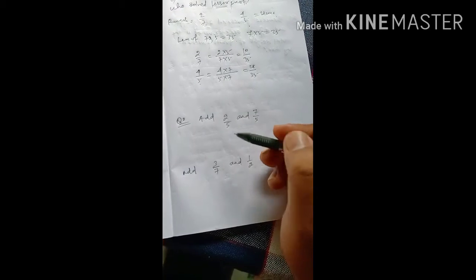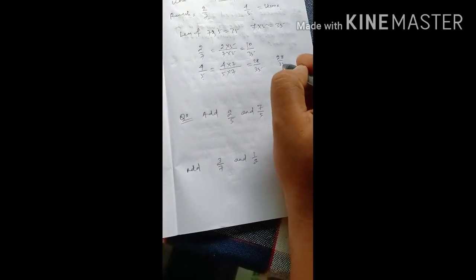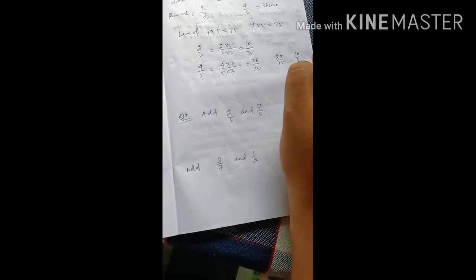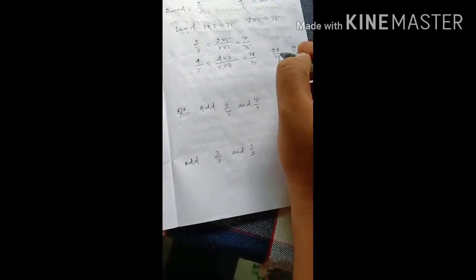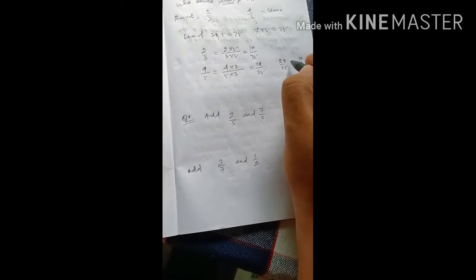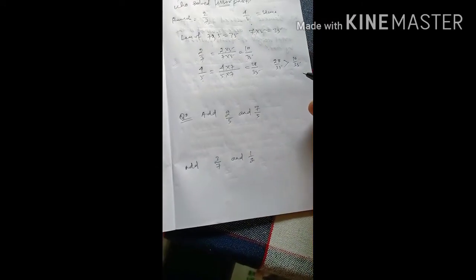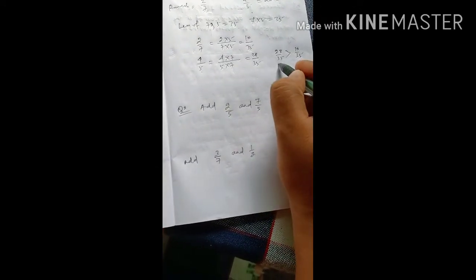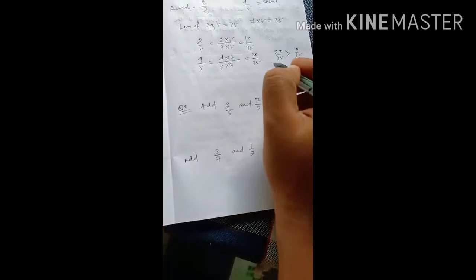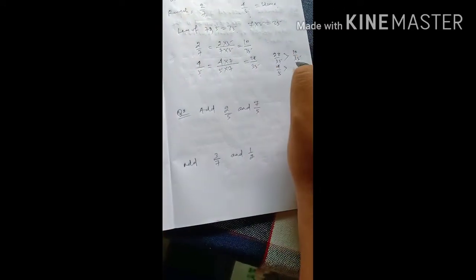Now say which is the greater part, 28/35 or 10/35? As you know, 28/35 is greater than 10/35, and which is the lesser part? 10/35. So 10/35 is less than 28/35. So here 28/35 is equal to 4/5. 4/5 is greater than 10/35, which is 2/7.